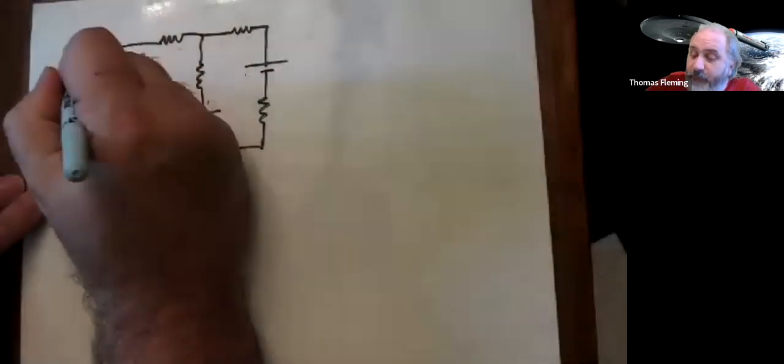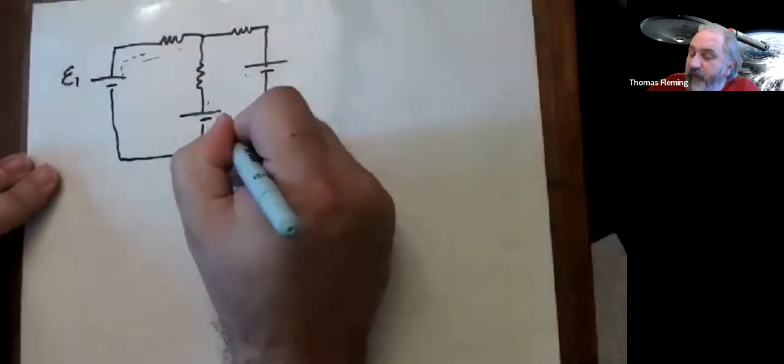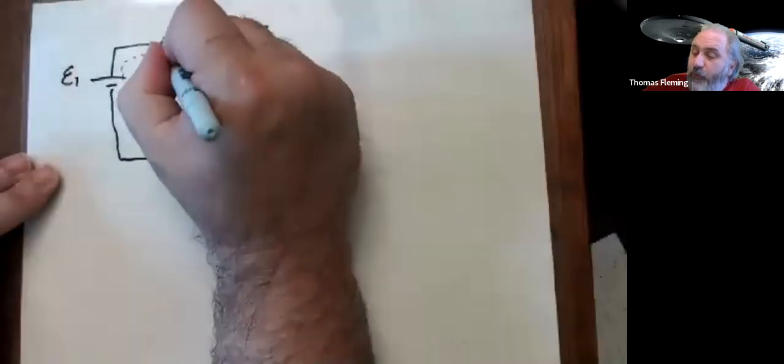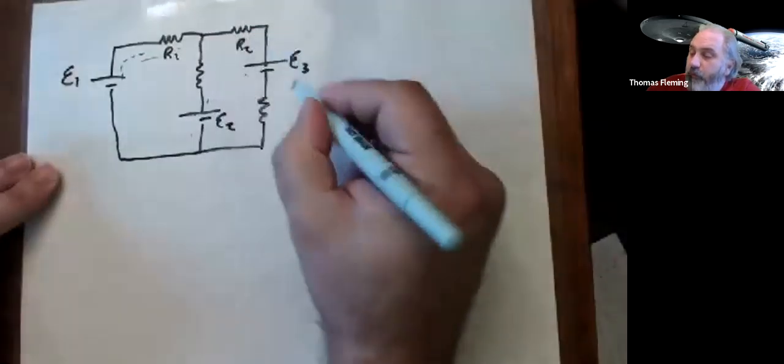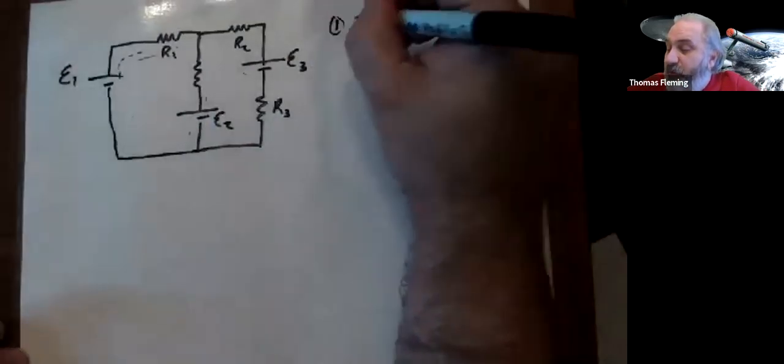I'm going to call this one EMF 1, EMF 2, EMF 3. I'm going to call this resistor 1, resistor 2, resistor 3. So what we're going to do to solve this problem, because of the ambiguity about which direction the current is, we don't even know what currents we're going to have. So the first thing we're going to do is look at this circuit and make a guess about the currents.